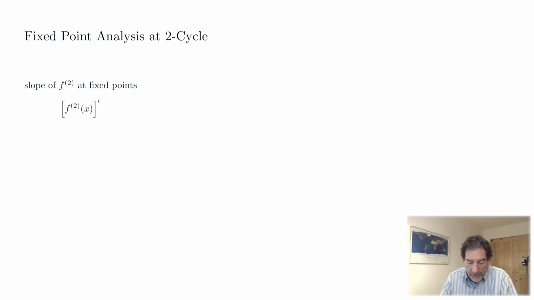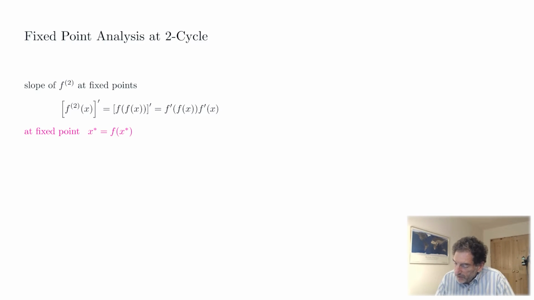Here we just use the chain rule of calculus, because this is nothing more than the derivative of f of f of x, which by the chain rule is f prime evaluated at f of x, times the derivative of the argument, which is f prime of x. So if we're at the fixed point of the first iterate, defined by x star equals f of x star, then inside the argument of the first derivative, f of x star is equal to x star, so this quantity is f prime of x star, and the second derivative is f prime of x star yet again. So this is nothing more than f prime of x star quantity squared.